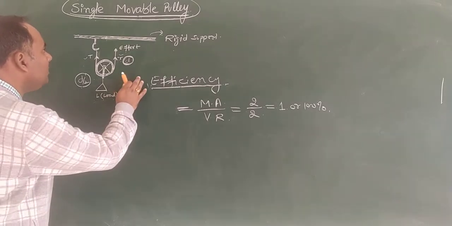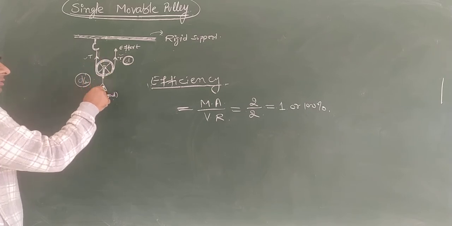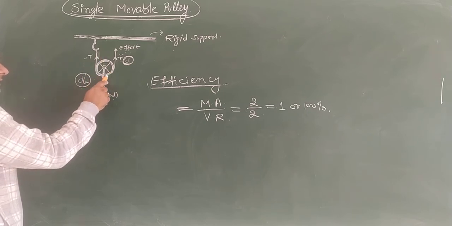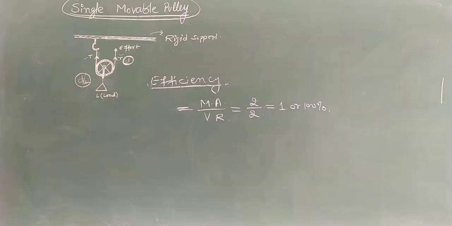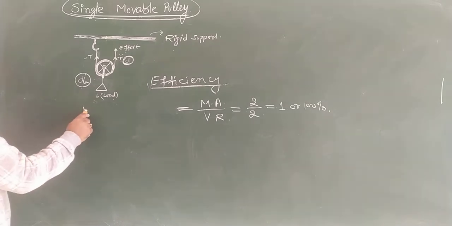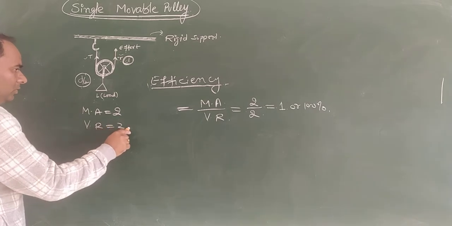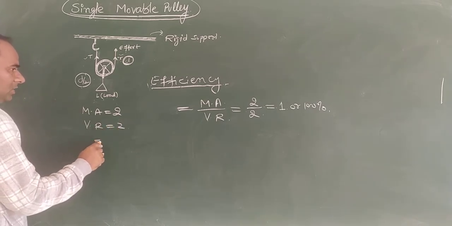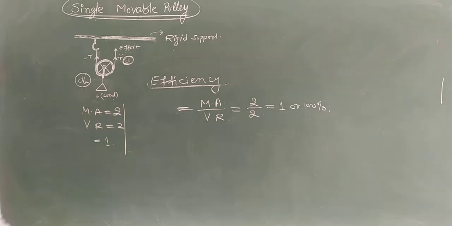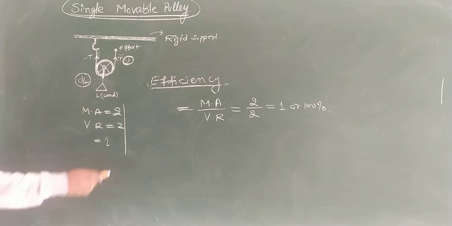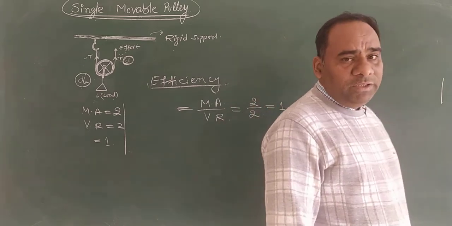So in case of a single movable pulley, the pulley is not fixed. This pulley moves up and down and the load is attached to the pulley, at the center of the rope. The mechanical advantage in this case is 2. Then the velocity ratio is also equal to 2. And what is the efficiency? Efficiency is the ratio of mechanical advantage divided by velocity ratio, that is equal to 1. And this movable pulley acts as a force multiplier. Okay students, thank you.